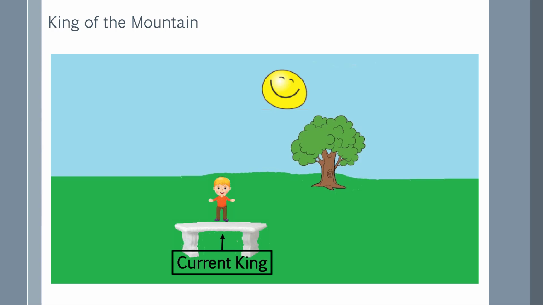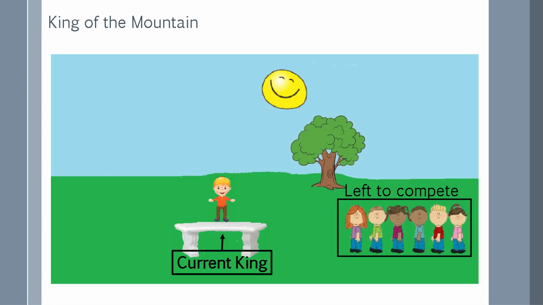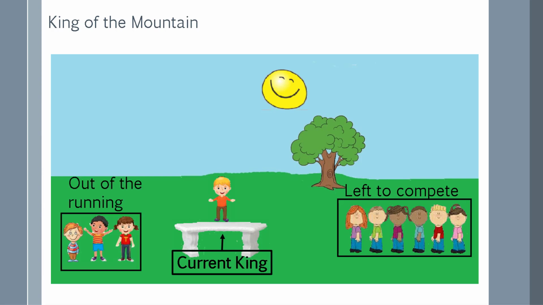Now, we can envision a line of kids still wanting to compete to be king. And on the other side, we have kids who've already been beaten in battle. It's important for you to see that no one in the line on the right will ever compete against anyone in the group on the left, because by logic, the current king has beaten everybody in the group on the left, either directly or indirectly.